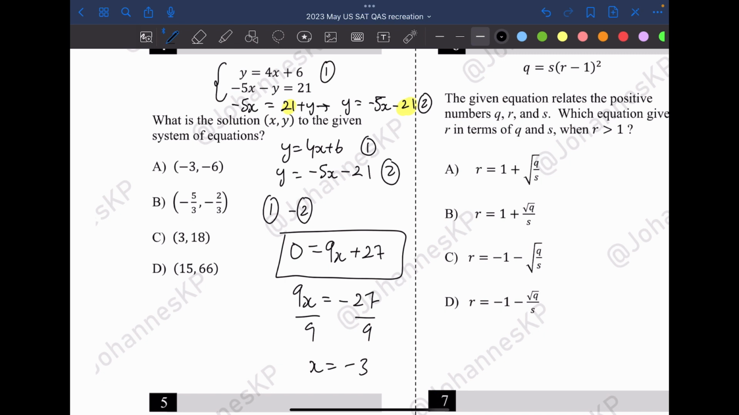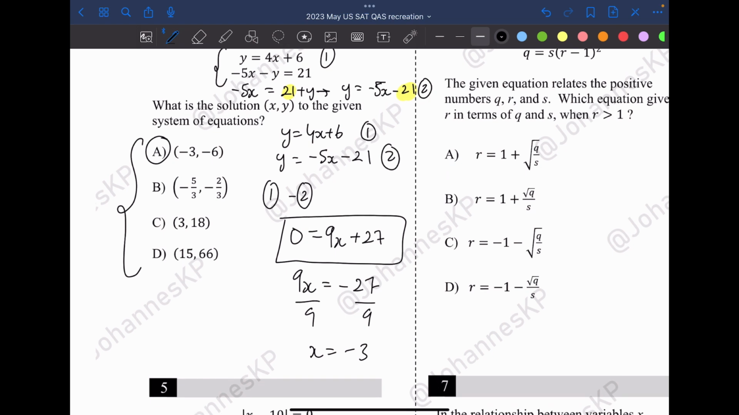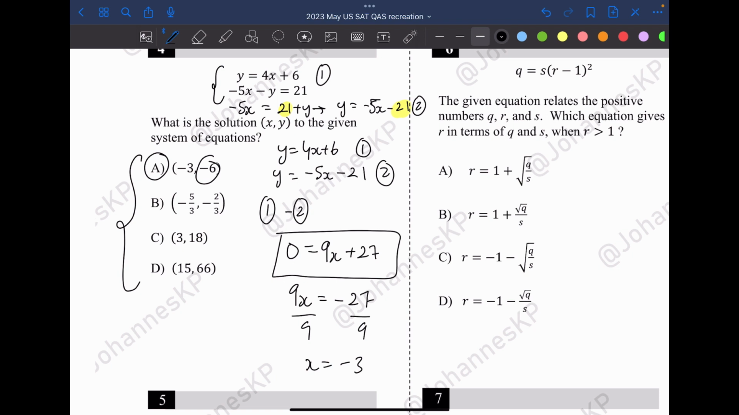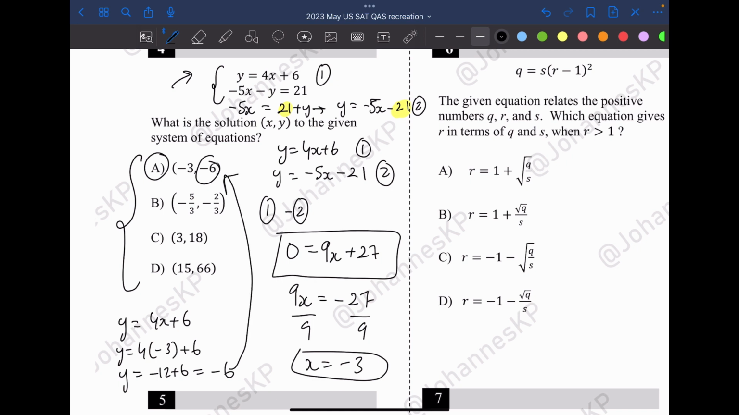So we just found x, and if you look at all of these, when is x negative 3? In A. So we are done, but we can still check our answer to get y equals negative 6. So let's solve for y. If we know that x is negative 3, let's put it into equation 1. So y is equal to 4x plus 6, but x is negative 3, so y is equal to 4 times negative 3 plus 6, and then y is equal to negative 12 plus 6, which is negative 6. So yes, we are correct. This is a way to check your answer, but we already found the answer from the first step.